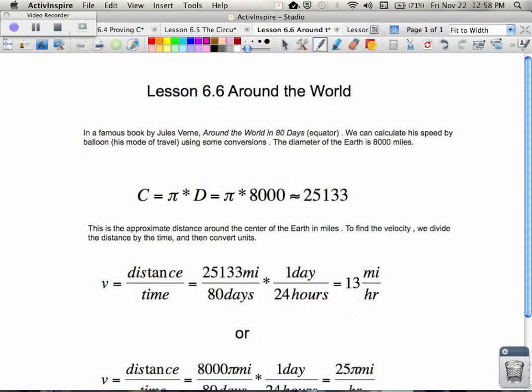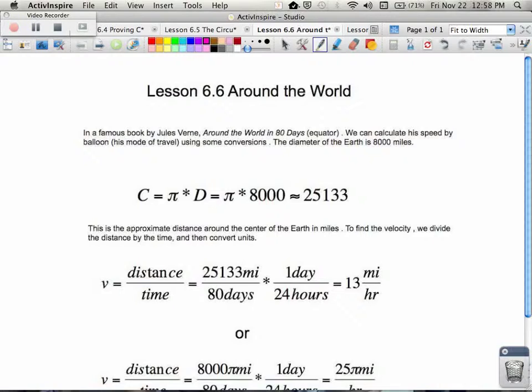In lesson 6.6, I thought it'd be interesting to take a look at a practical application of circumference, radius, diameter, that kind of thing. So there was a famous book written by Jules Verne called Around the World in 80 Days. Or in other words, he was going around the world at the equator.